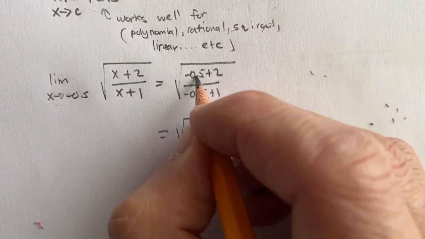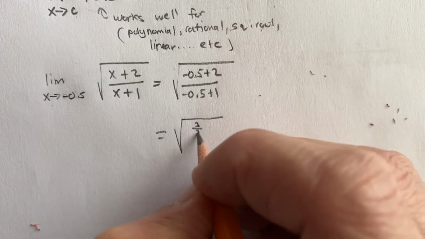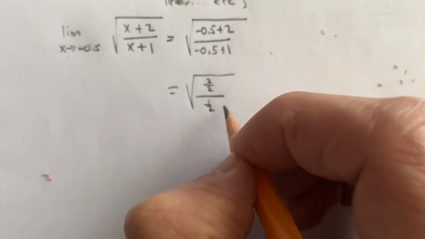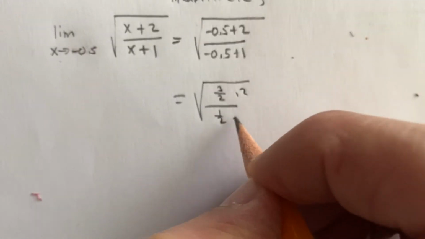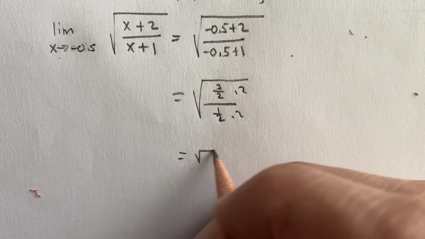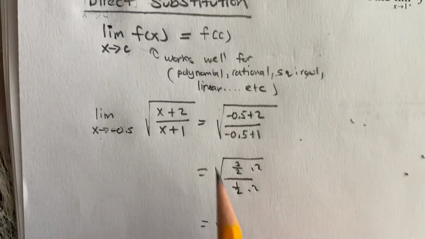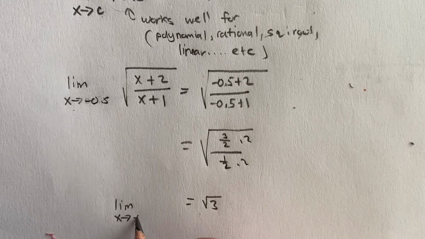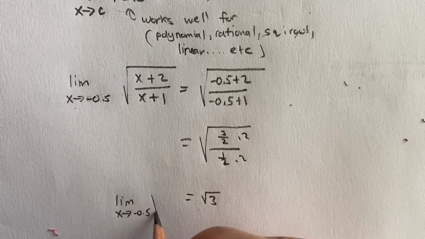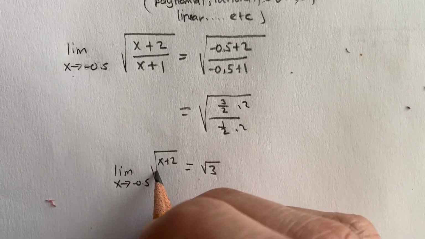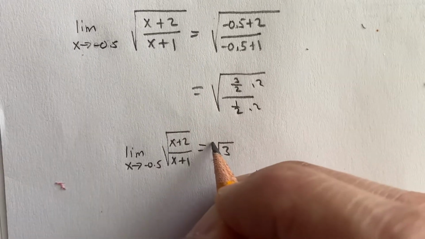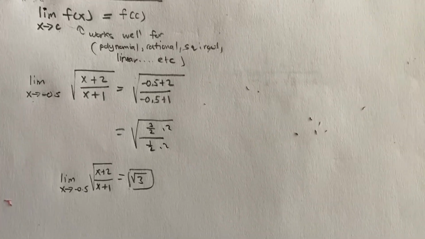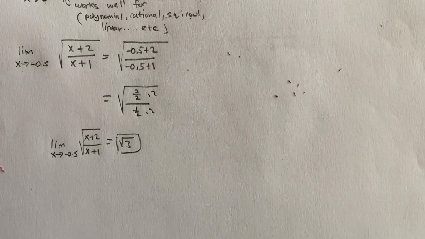And over here, I'm going to get 1.5, which is 3 over 2. And over here, I'm going to get 1/2. If I multiply top and bottom by 2, because it's a complex fraction, I'm just going to get the square root of 3. Okay, so the limit as x approaches negative 0.5 of the square root of x plus 2 over x plus 1 is just the square root of 3.